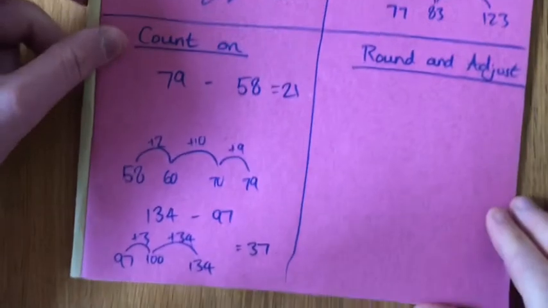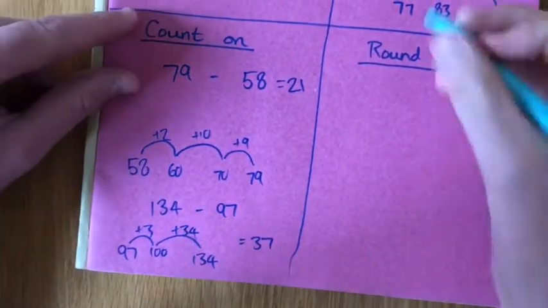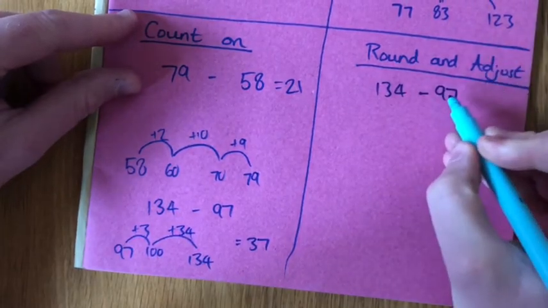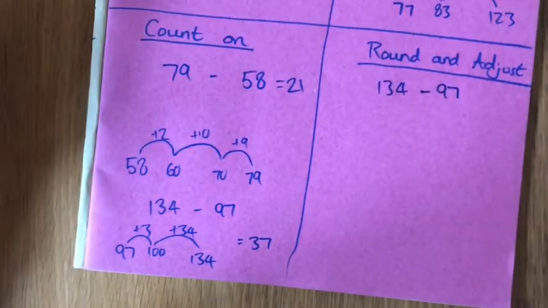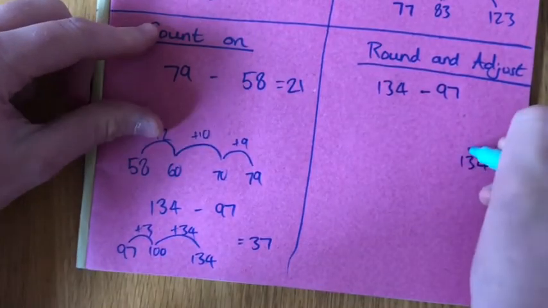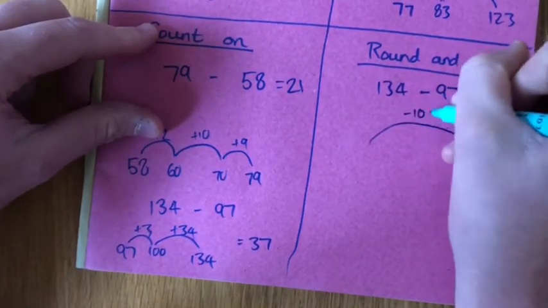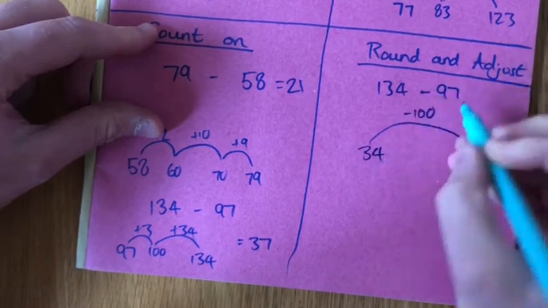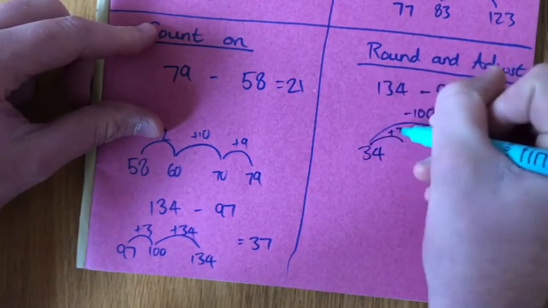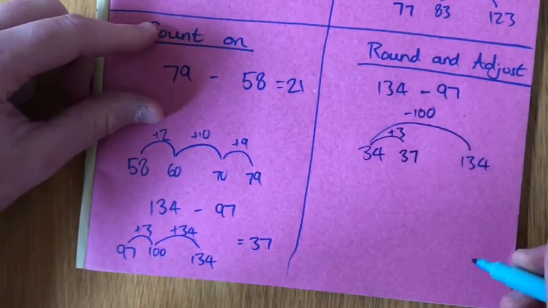And then finally, round and adjusting. Well, actually, let's look at this one again. So say we've got 134 take away 97. That 97 is very close to 100. So we do 134, take away 100. This gets me to 34, but then I've taken away too many because it's only 97, so I need to add 3 back on. That gets me to 37.